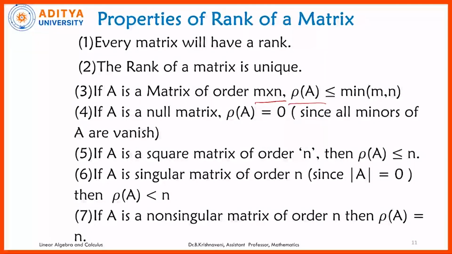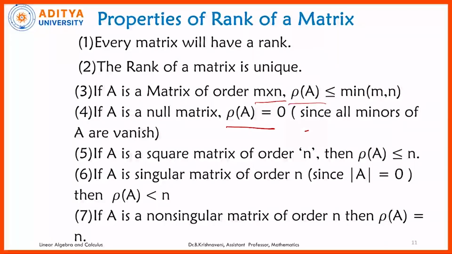Next property. If A is a null matrix, you all know what is meant by a null matrix, isn't it? All the elements of A must be zeros. For that kind of matrix, what will the rank be? In such a case, the rank of that matrix will be equal to 0, since all minors of A vanish. That is why we say the rank of a null matrix is equal to 0.